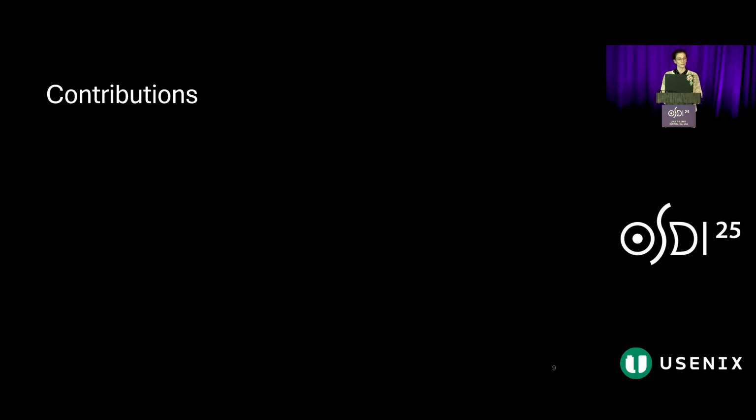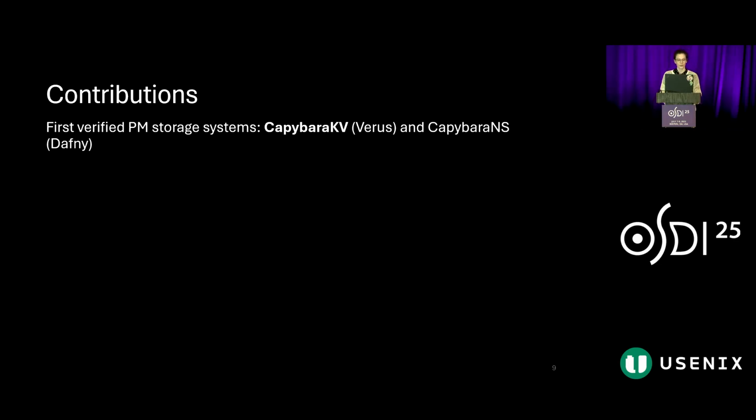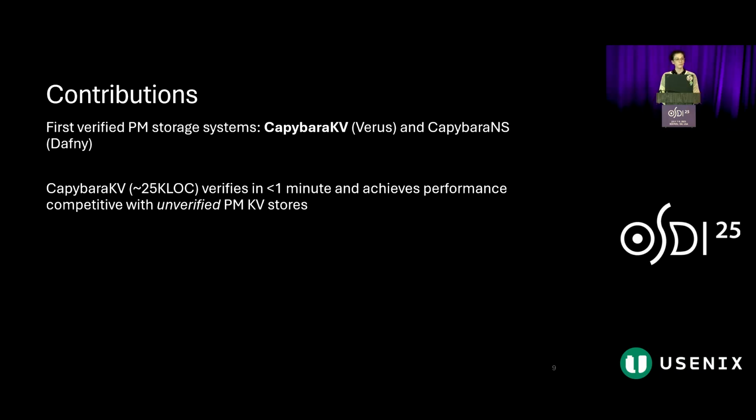So in this talk, I'll be discussing several of the contributions of our paper. We've built the first formally verified persistent memory key value storage systems. One of them is a key value store called CapybaraKV that's built in Verus for the Azure Storage use case. And the second is a toy system called CapybaraNS written in Dafny to demonstrate that our techniques are indeed tool agnostic. CapybaraKV is a pretty large and full-featured system, but it verifies very quickly in under 1 minute. And it achieves performance that's competitive with unverified PM key value stores. So we didn't have to sacrifice performance to get good correctness guarantees here. In this talk, I'll be discussing 2 of the main techniques that we contribute.